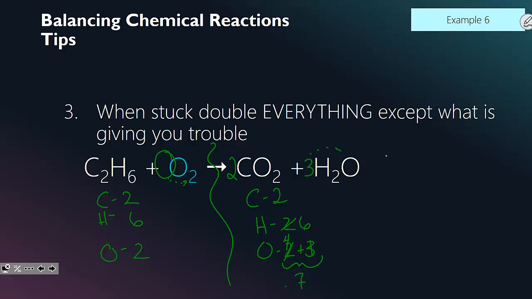7. But there's a problem. You always balance with whole numbers. So nothing times 2 gives me 7. 7's not a factor of 2. So you're stuck. What are you supposed to do? Well, if you ever are stuck, double everything except for what's giving you a hard time. So I'm going to come back through and double all the numbers I have here so far, and then re-evaluate where you're at.